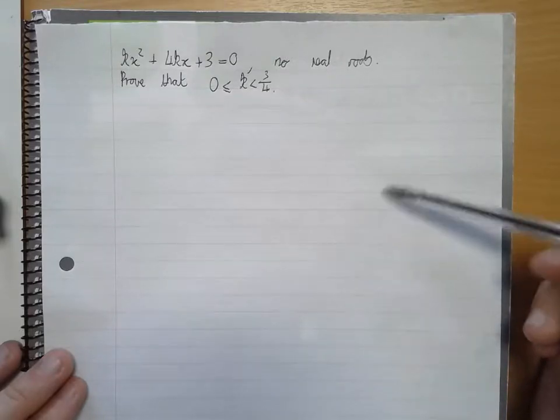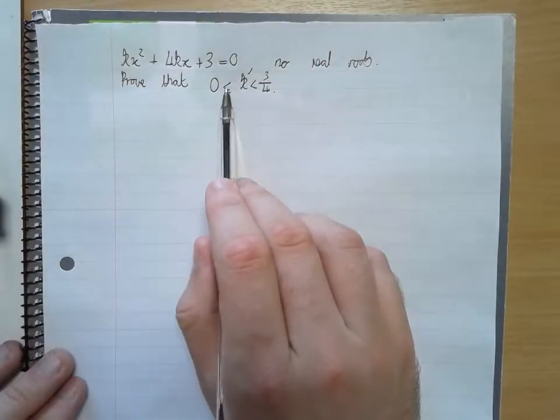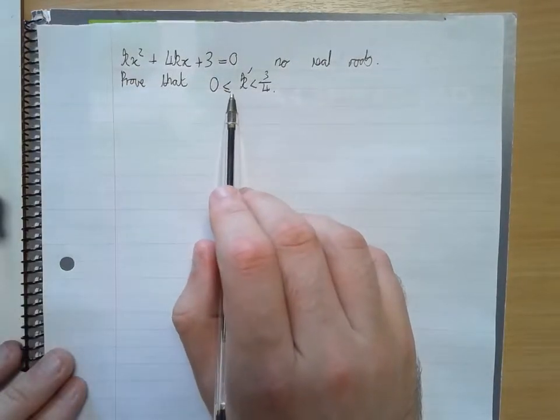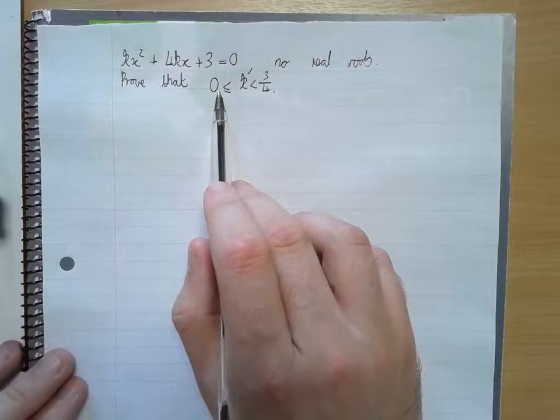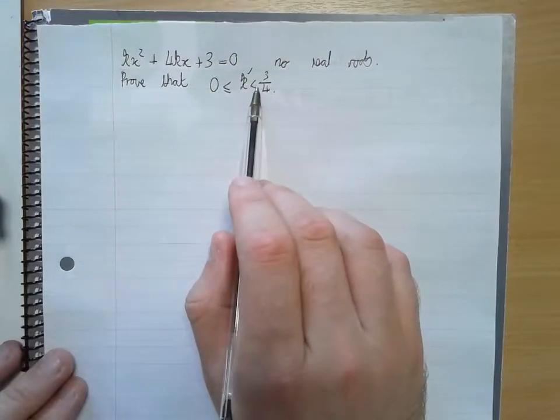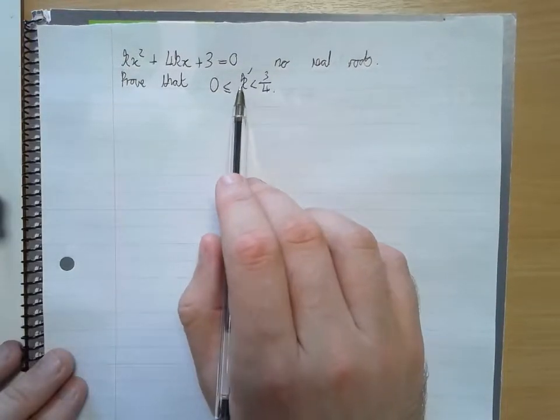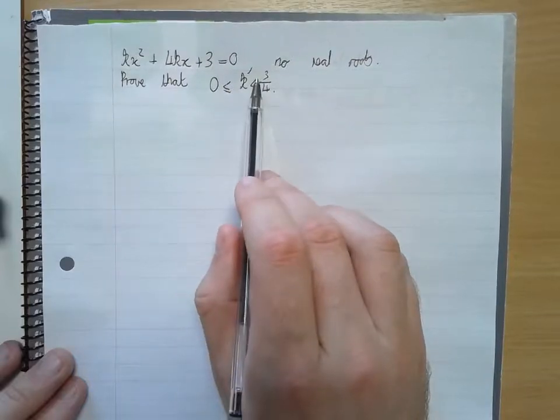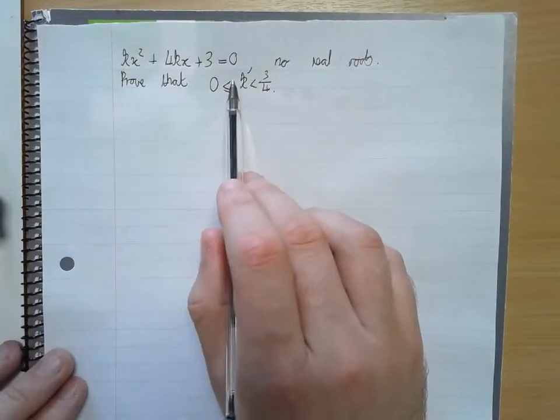Now what's caught my eye is this bit here is saying that k is bigger than or equal to 0 and it's less than 3/4. Now usually when we've got stuff like this, it's just bigger than and less than, but what's caught my eye is this is bigger than or equal.